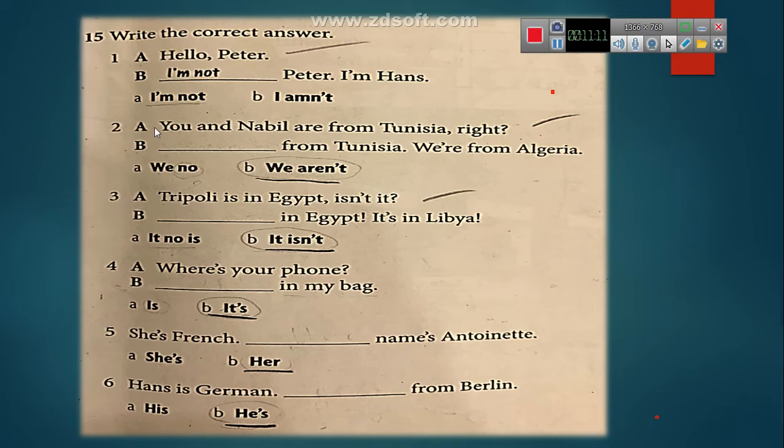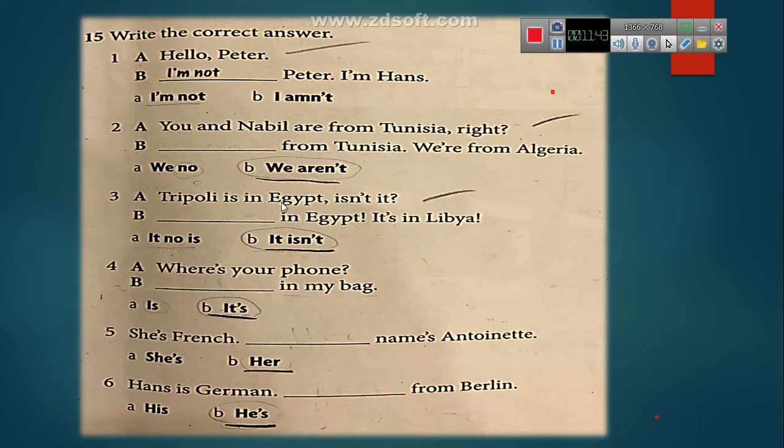Next one. You and Nabil are from Tanzania, right? Here, we aren't from Tanzania. We are from Bulgaria. Here we use "we aren't" because there is no verb here. Here we have subject, main verb, preposition and adverb of place. So this is the correct form.